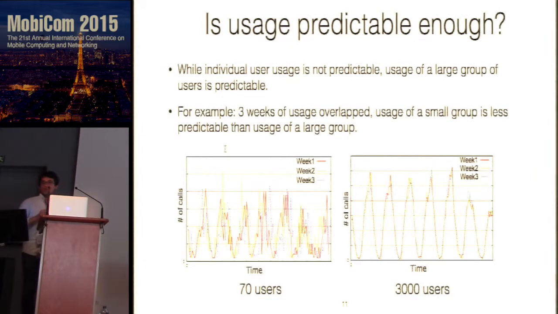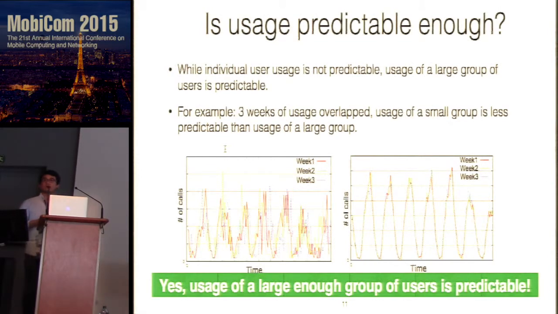These two figures show the 3 weeks usage of two different groups. On the left hand side, we have a smaller group with 70 users. On the right hand side, we have a larger group with 3,000 users. As we can see, for the smaller group, the usage is not predictable. However, for the large group, the usage is more predictable and more suitable for anomaly detection. So the answer is yes, usage is predictable if we have a large enough group of users.